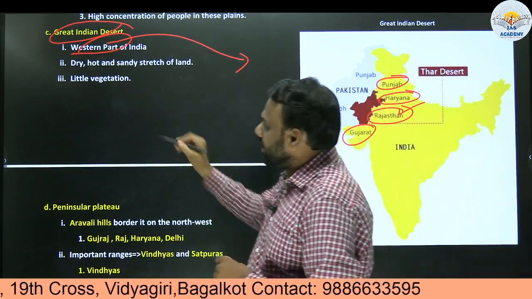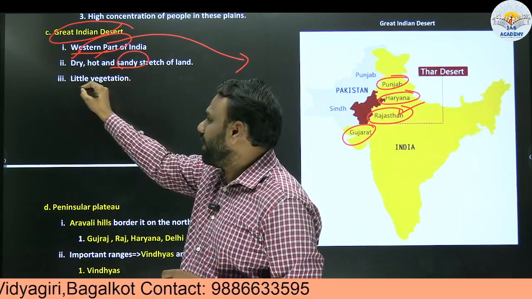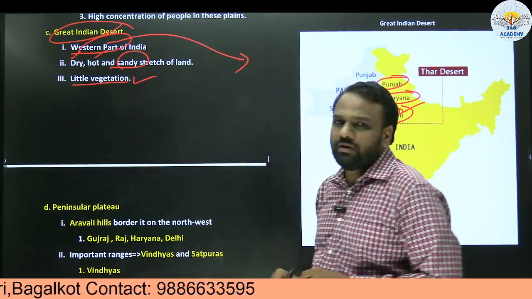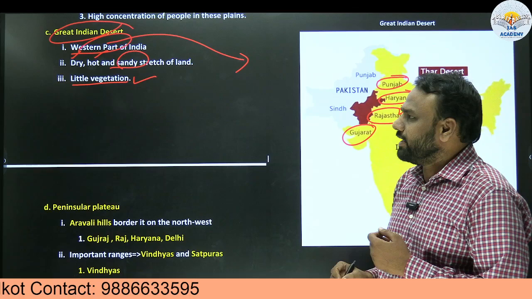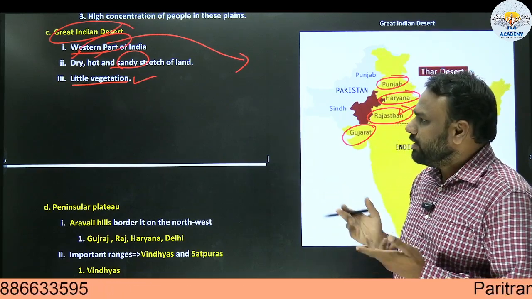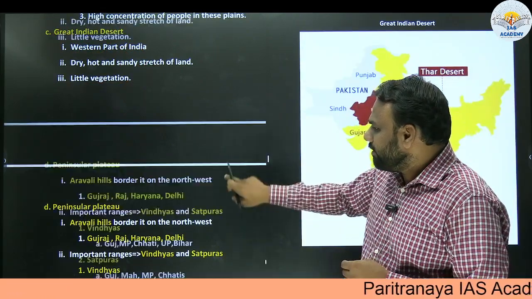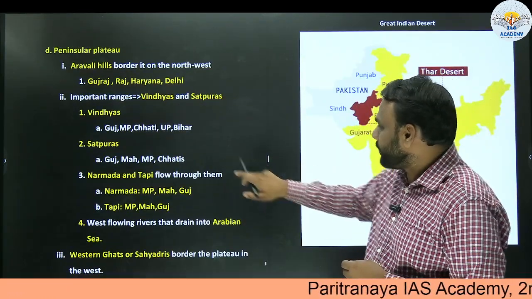And this desert is dry, hot and sandy, and also we find very little vegetation. Because of the climatic conditions which are prevalent there, and because of the sand, there is no soil. So that is why there is very little vegetation. Okay, very little vegetation. Similarly, peninsular plateau.